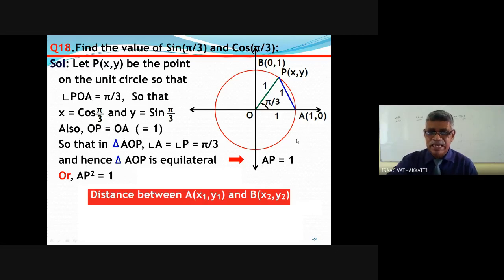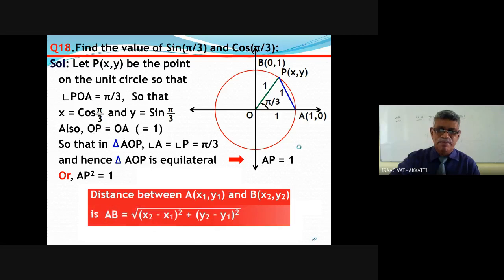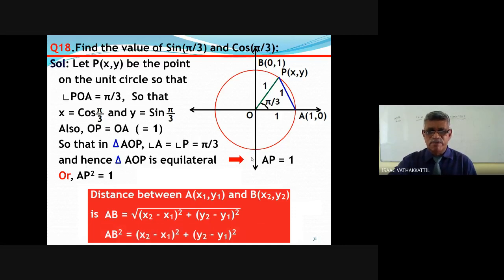Distance between A(x1, y1) and B(x2, y2). What is that? AB will be the square root of (x2 minus x1) whole squared, you can call it (x1 minus x2) whole squared also, plus (y2 minus y1) whole squared. But if we take AB squared, I can avoid that square root. AB squared is (x2 minus x1) whole squared plus (y2 minus y1) whole squared. So what will AP squared be, by the formula?